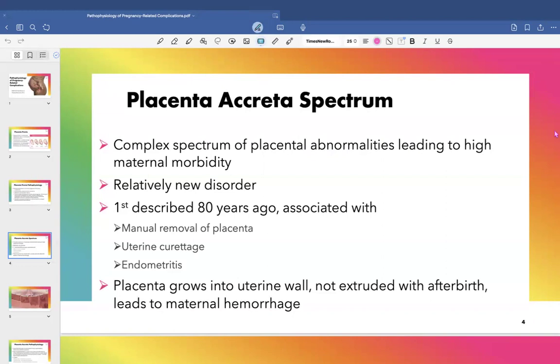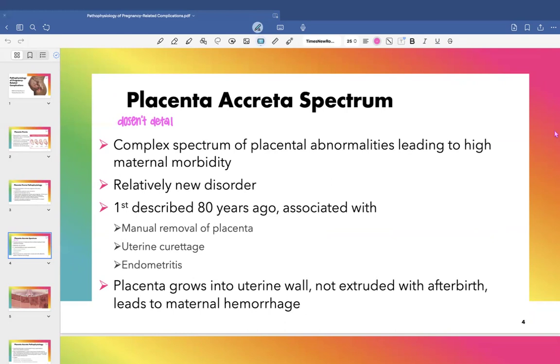It's a relatively new disorder. And so it was first described about 80 years ago, and yes, it's associated with previous pregnancies where they manually removed the placenta, which again is gonna damage that lining. Any type of curettage procedure like a D&C, even if it's for thickened endometrium, or if it's for abortive purposes, and they do what they call dilation and curettage, when they scrape the lining of the uterus out. And then infections involving the endometrium. So those are kind of the big things that it's been associated with.